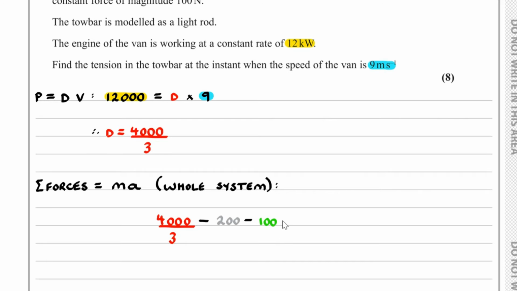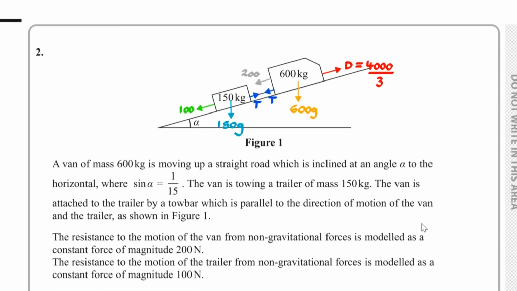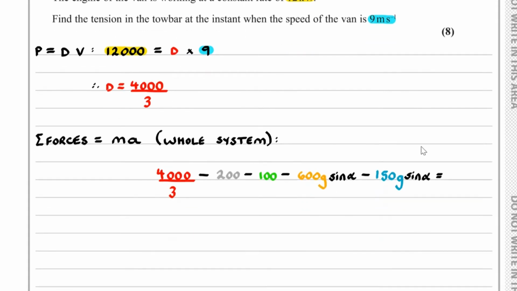So we subtract 600 g multiplied by sine alpha and then we subtract the 150 g sine alpha, and this is equal to the total mass 600 plus 150, which is 750, multiplied by the acceleration A.